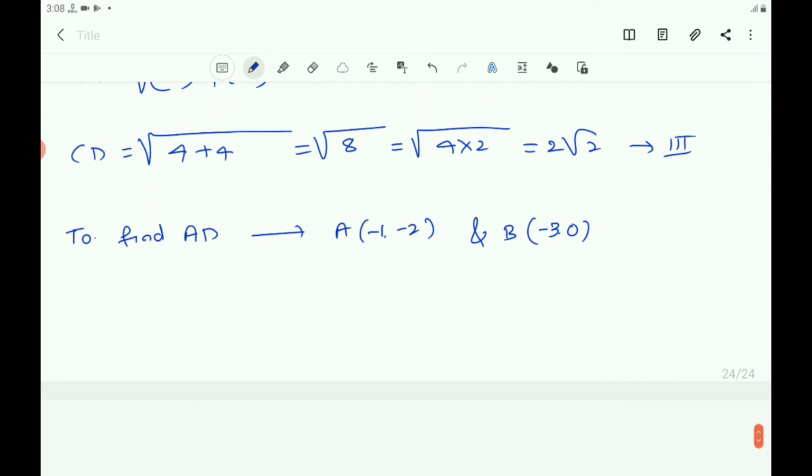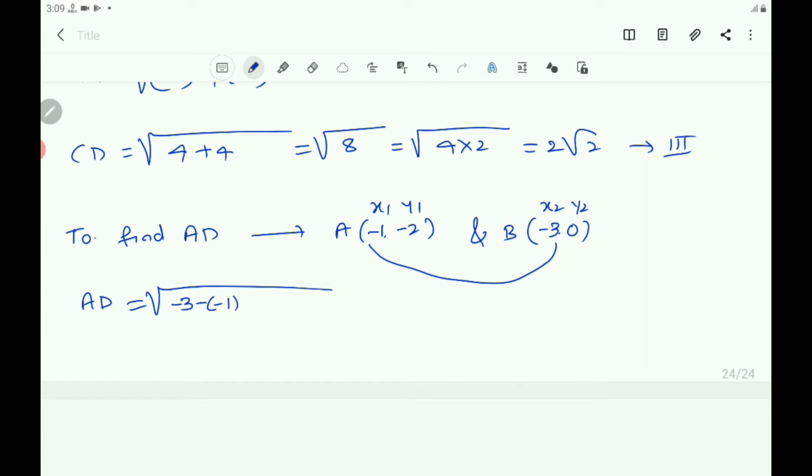A is a point with coordinates minus 1, minus 2. D is a point with coordinates minus 3, 0. So you write the distance formula again. AD or DA you write. AD is here, you take x1, y1, x2, y2, then x2 minus x1, minus 3 minus of minus 1 whole square, plus y2 minus y1, 0 minus of minus 2 whole square.